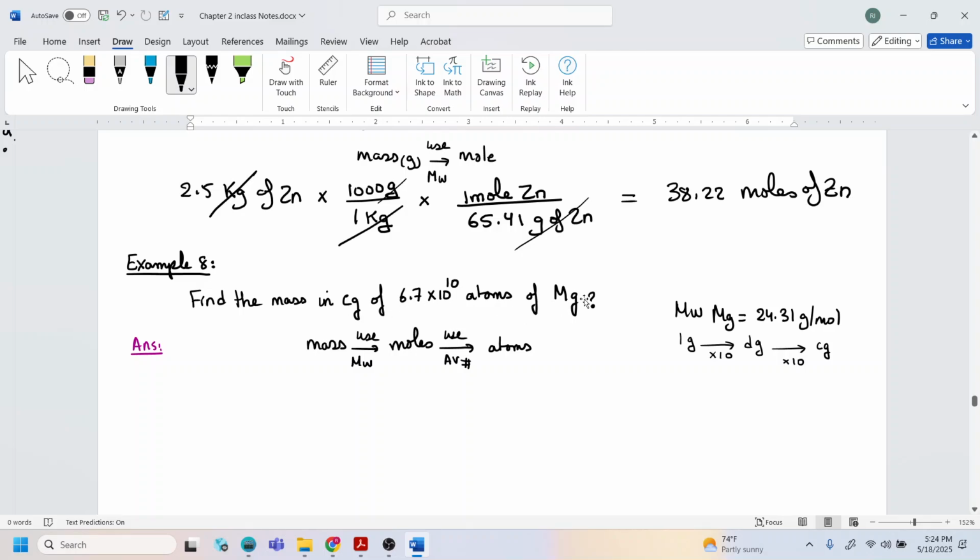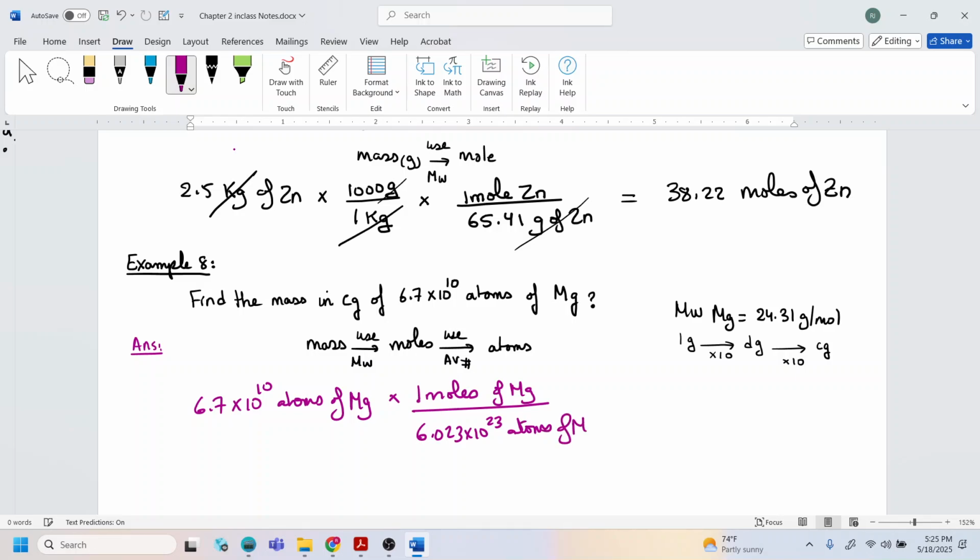So let's start. Magnesium is an atom, okay? So it's an element in there. This is why I'm working with atoms. So I'm going to start with 6.7 times 10 to the 10. This is my given, 6.7 times 10 to the 10 atoms of magnesium, right? And I want to change this into moles, so I'm going to use Avogadro's number. Changing it into moles, so the moles have to be in the numerator. This is 1 mole of magnesium for every 6.023 times 10 to the 23 atoms of magnesium.